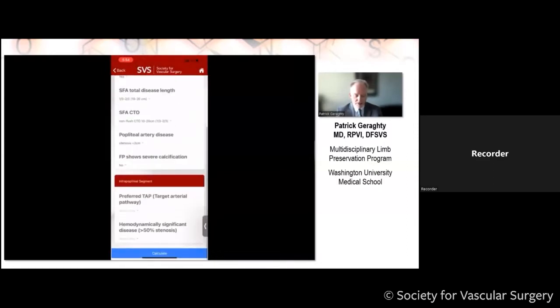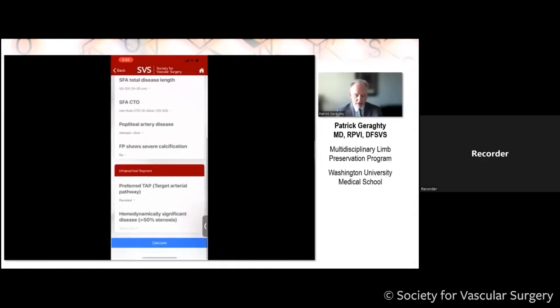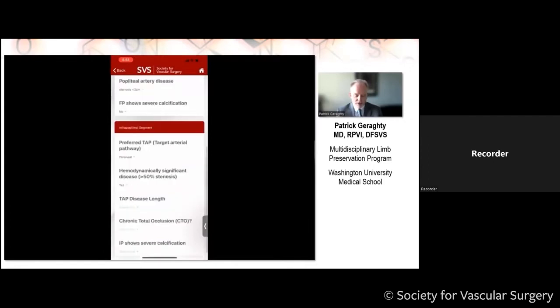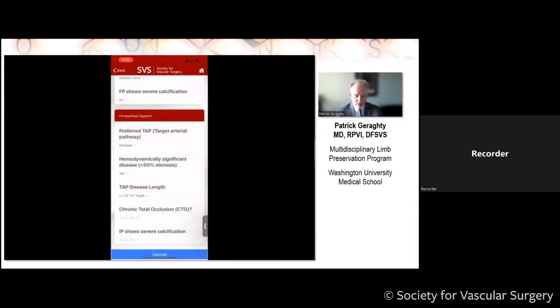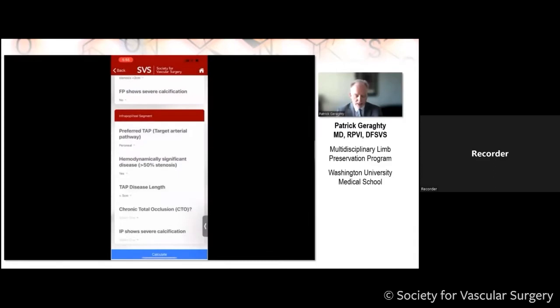As we move down to the infrapopliteal segment, I will note that we will use the peroneal for our preferred target arterial path. There is a significant stenosis in the proximal vessel, as you recall. I would state that is probably less than 3 centimeters in total, certainly less than 1/3 of the TAP length. Actually, let's leave that at 3 centimeters, I think is more accurate. It is not an occlusion, so no, and it is not severely calcified.